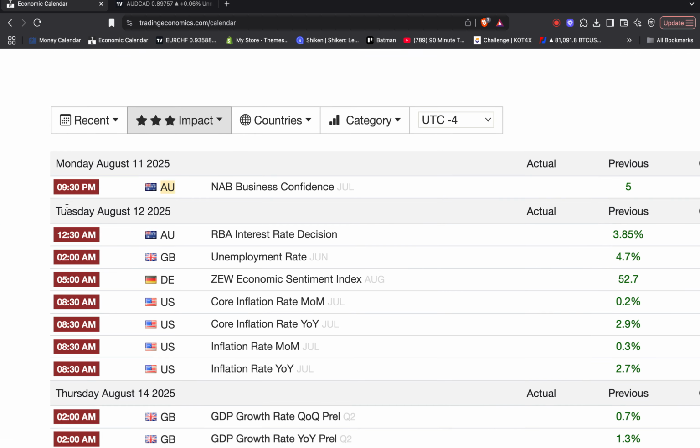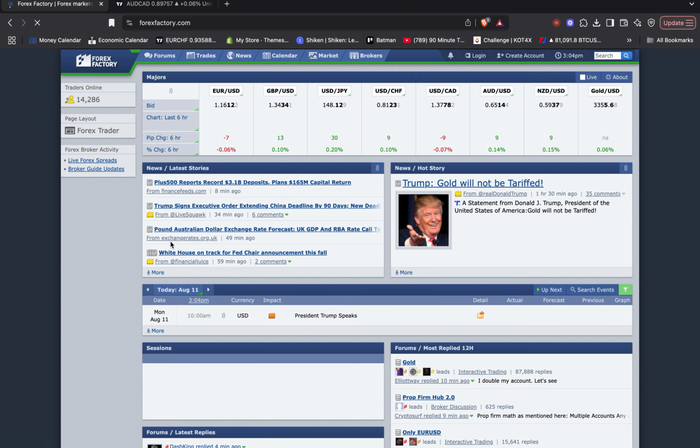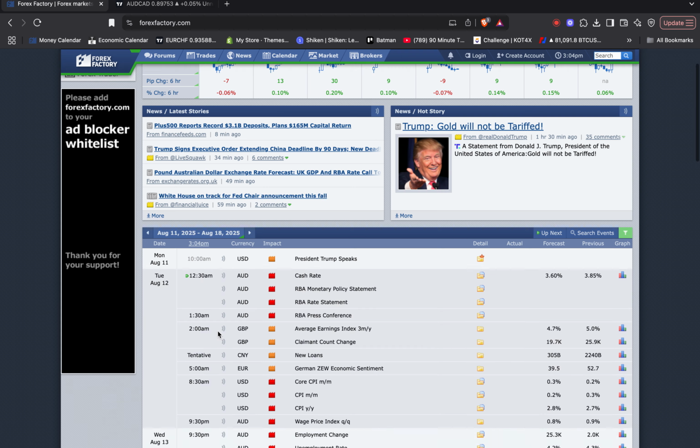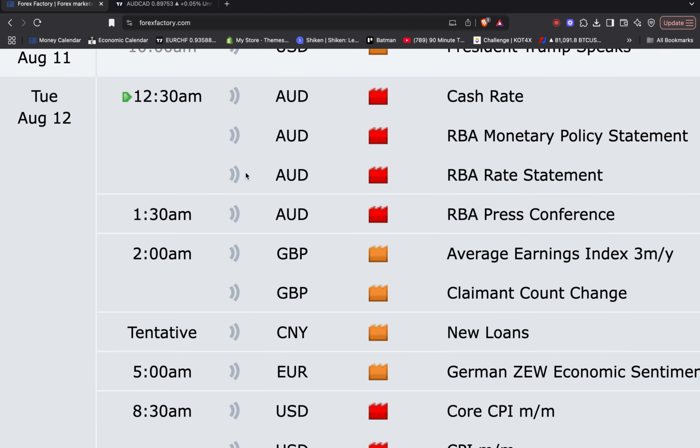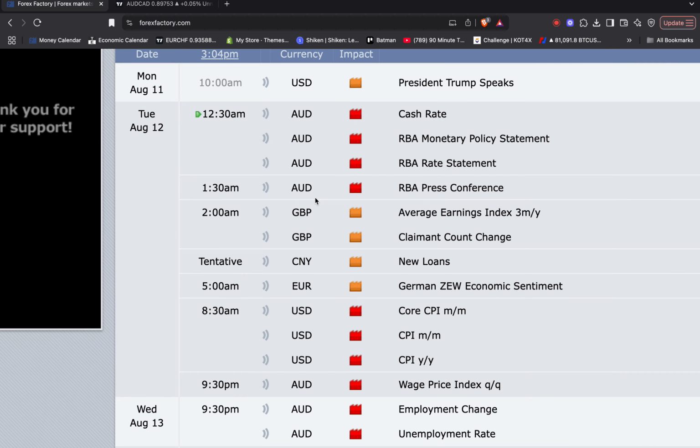So for tomorrow, if I go on the other website for my news and we look at the news calendar, we can see that on Tuesday we have Australia news. And so we have Australia and USD news and AUD, because that's the most hot news, the red news. And we have GBP news, the orange. So in this scenario, I'm most likely going to focus on trading AUD or USD. And I only take one high quality trade setup per day, so I'm not going to be just taking a bunch of random trades.